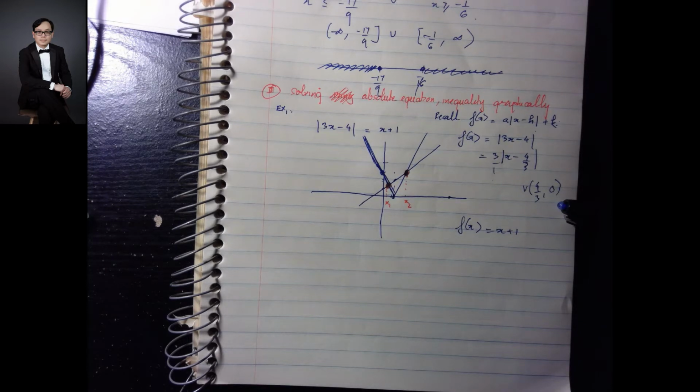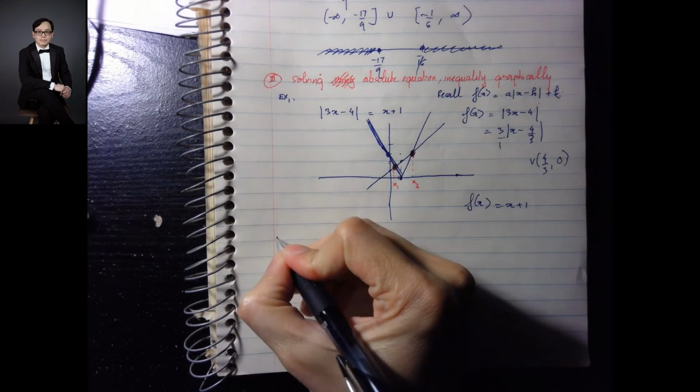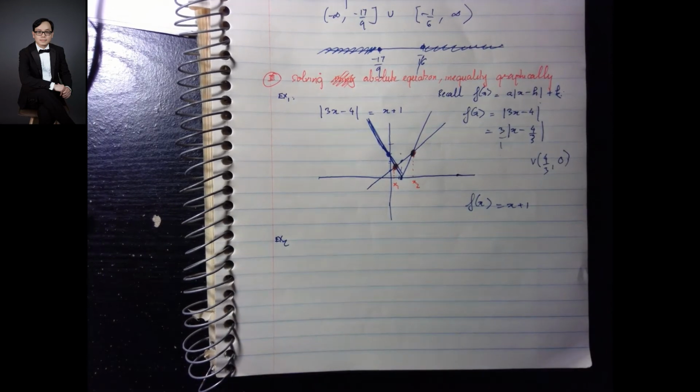However, that is the method. The method of solving an equation graphically is to find the x components of the 2 intersecting points between the 2 functions. So that is the method to solve an absolute equation graphically. On example number 2, I want to solve an absolute inequality graphically. Let me pick something.